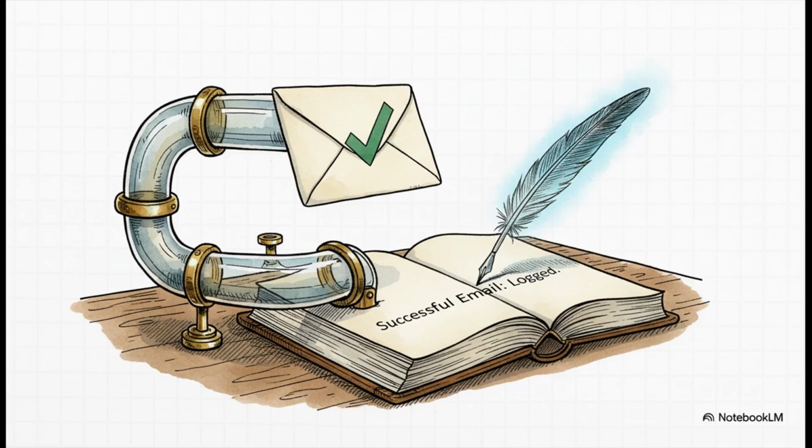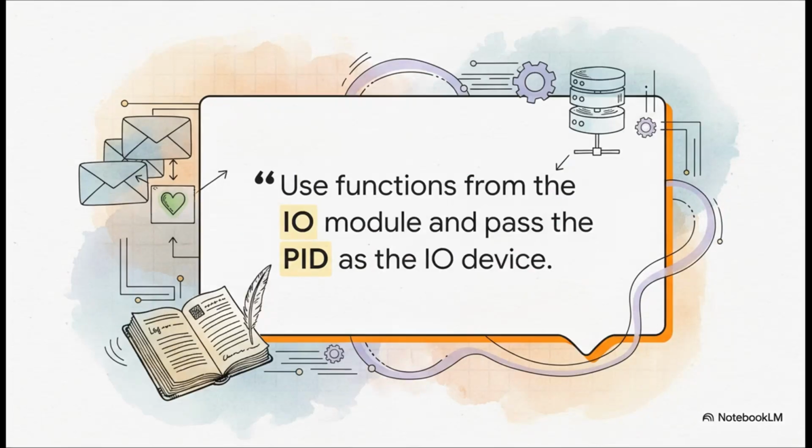Okay, step three. Time to use that file process to actually log a sent email. It's simple. We just pass that PID to the IO.write function to write to our file.